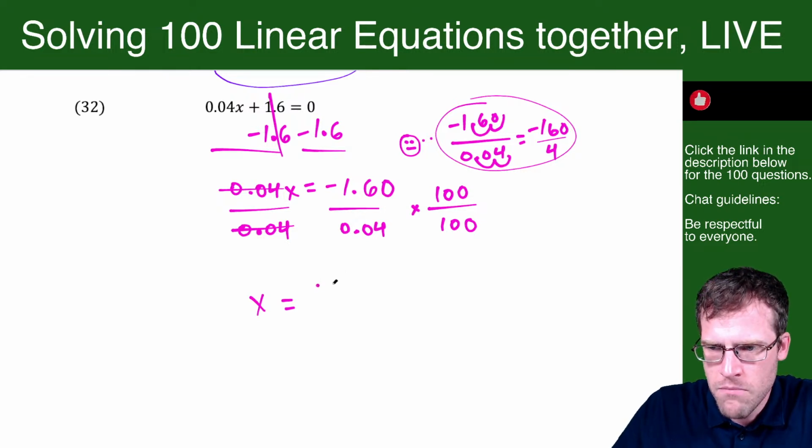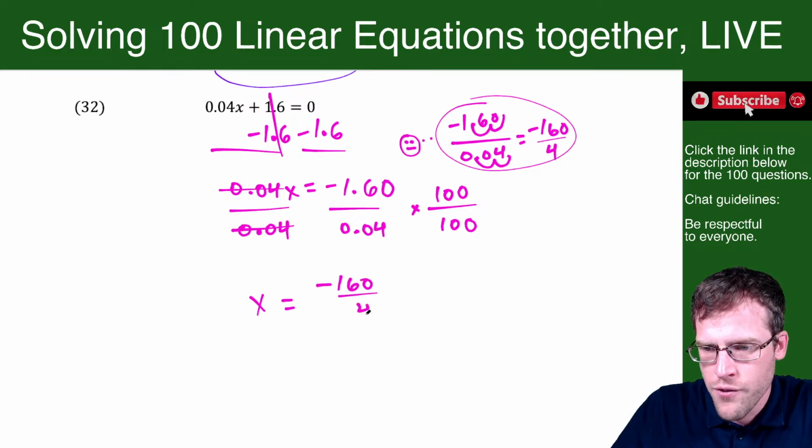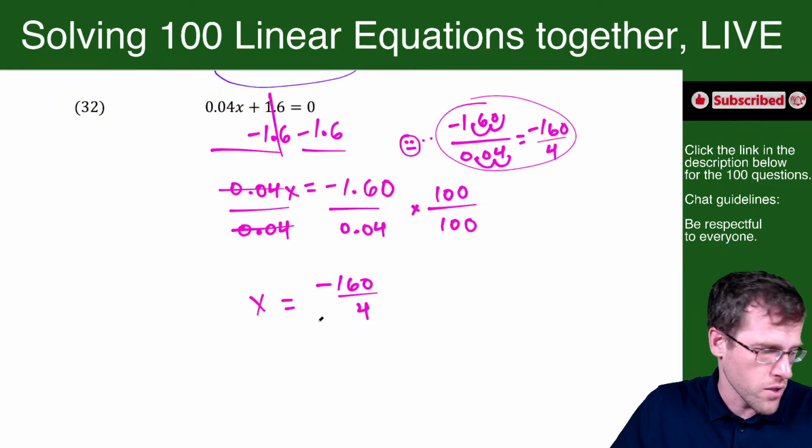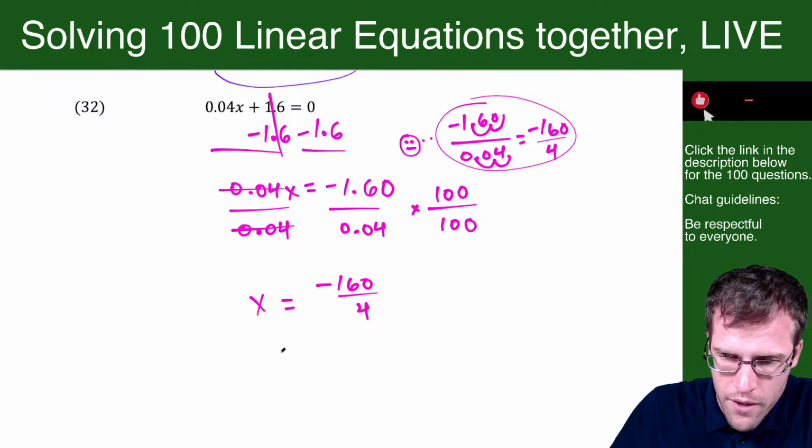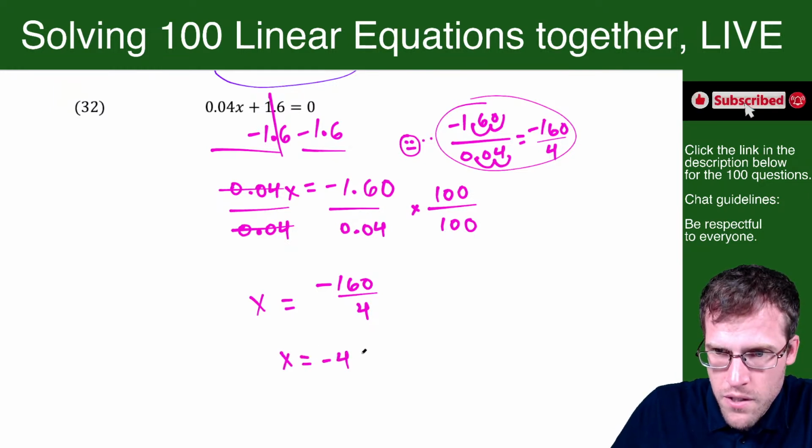Okay, so that's just a much easier thing to do if you're doing this without a calculator. And then in this case here, question 32, we would have x equals negative 40.